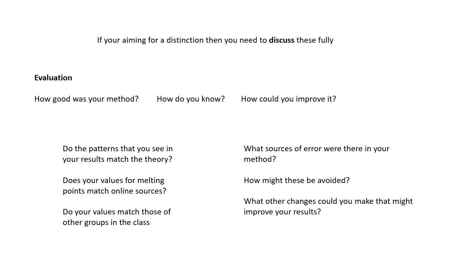And then what other changes could you make which might improve your results? For example, amongst many others you could mention, if your calorimeter didn't have a lid, might it have been better if it did have a lid? And why? Don't just say what changes you could make, justify them, discuss each one. Okay, as I said, if you're after a distinction, then really your evaluation, you should be aiming for a couple of pages for a very good evaluation.